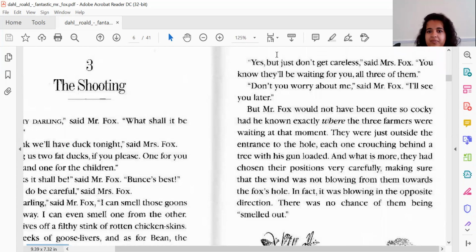Okay. Yes, but just don't get careless, said Mrs. Fox. You know they'll be waiting for you, all three of them. Don't you worry about me, said Mr. Fox. I'll see you later.